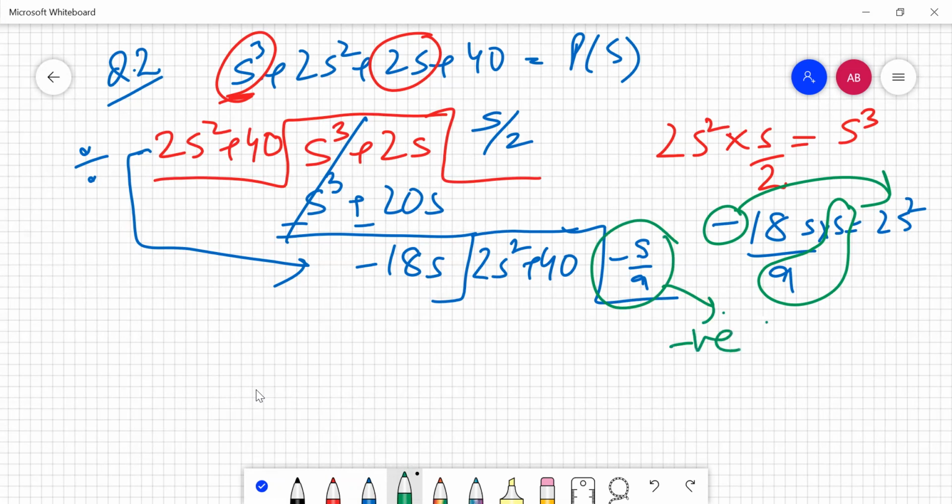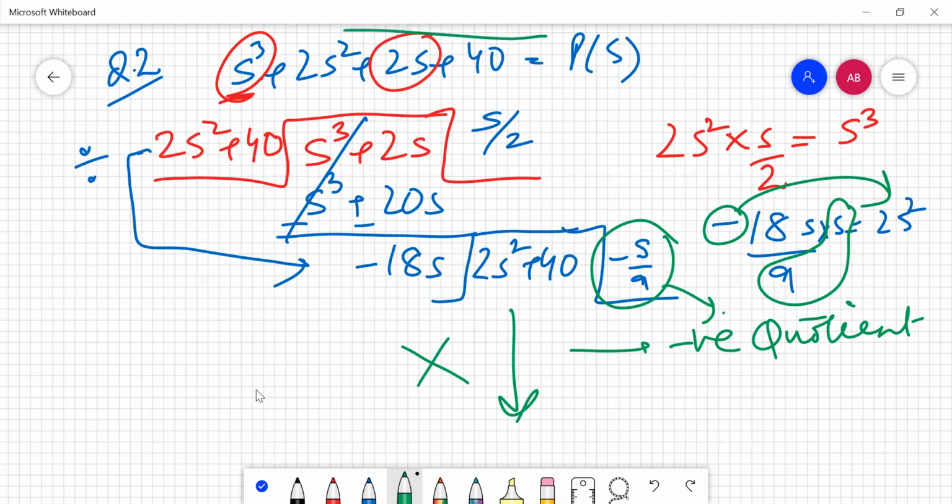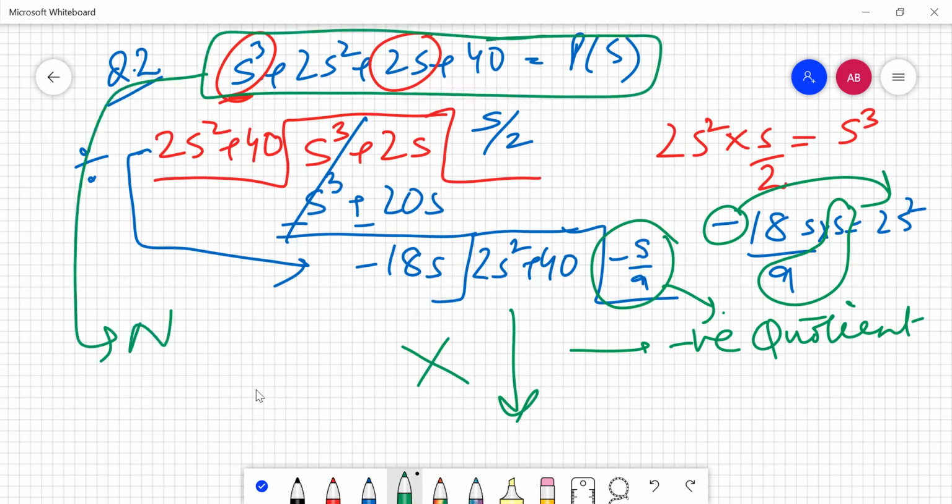So the quotient I have just got is negative, and that contradicts the Hurwitz property. As soon as you get a negative quotient, there is no need to carry on with the CFE, and you just have to write down that the given polynomial is not a Hurwitz polynomial.